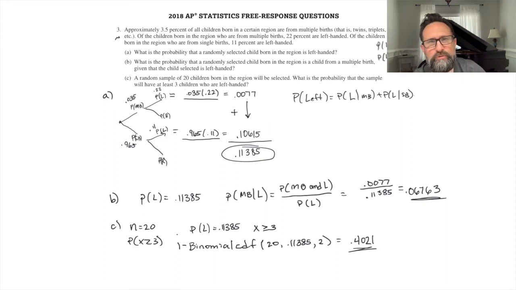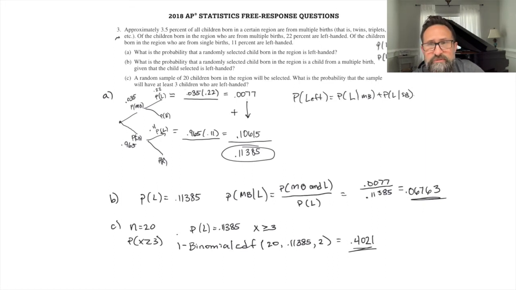You had a specific number of trials. You had a specific probability of success. It was either left-handed or not, right? All of those things played into part of using binomial. I could not have used normal CDF in this example. My sample size was not large enough.